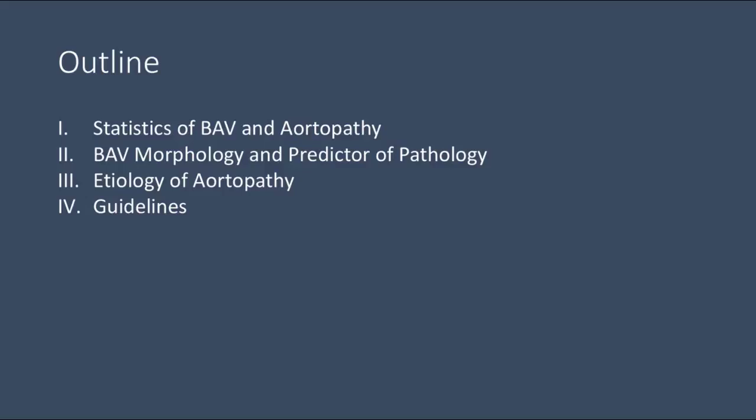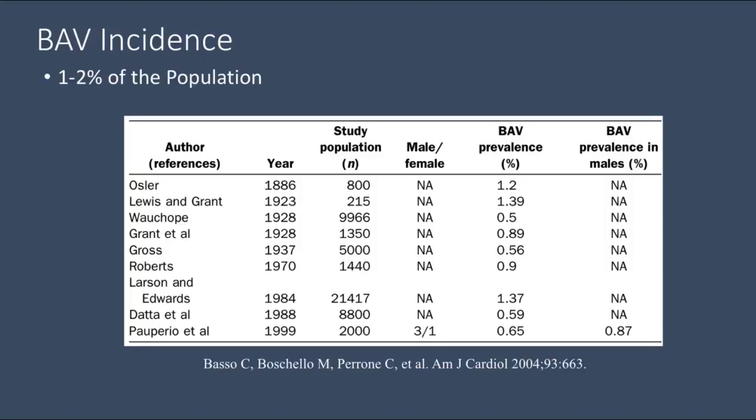So today's talk, I'm going to begin by giving some statistics on the bicuspid aortic valve and aortopathy. I'll then talk about BAV morphology and if morphology can predict pathology. I'll go over some of the prevailing etiologies of aortopathy, namely the genetic and hemodynamic hypothesis. And then finally, I'll review some of the evolving guidelines associated with treatment of BAV aortopathies.